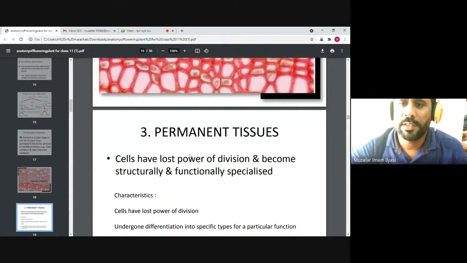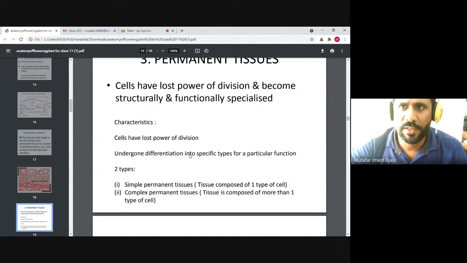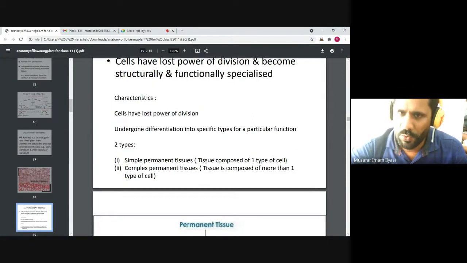Here, the discussion about permanent tissues. Cells have lost the power of division and become structurally and functionally specialized. These are the general characteristics of permanent tissue: cells have lost the power of division and undergone differentiation into specific types for a particular function. There are two types of permanent tissue. Number one, simple permanent tissue, composed of one type of cell.